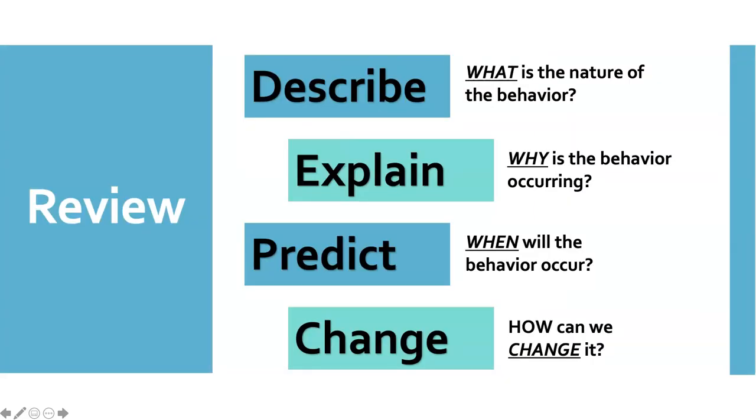Okay, so let's review what we've just been talking about. Remember that the four main goals of psychology are to describe, explain, predict, and change. In the goal of description, we want to describe the nature of the behavior of interest. As for the explanation goal, we want to explain why the behavior is occurring. In the prediction goal, we want to predict when the behavior will occur. And finally, in the change goal, we want to determine how we can change or control the behavior that was described, explained, and predicted.